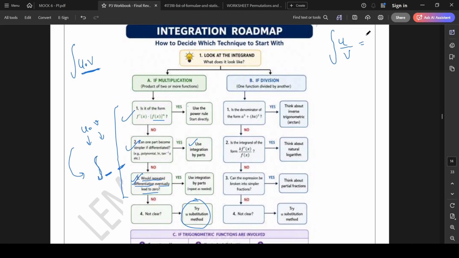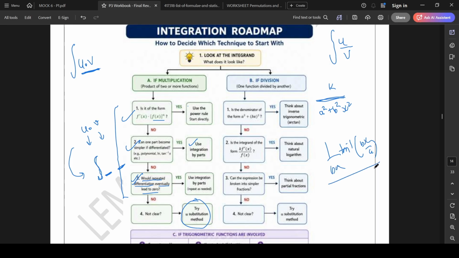Now let's talk about when you have a division format. First of all, you know that this is the same as writing u multiplied by v to the power of minus 1. So you can think about converting this into the multiplication format, and then ask whether you can use any of these methods to solve it. If the answer is yes, go with that multiplication format, or else you can talk about the division formats. The first rule in the division, apart from this, would be: if the denominator is in the format of a square plus b square x square, and there is some kind of constant in the numerator, think about the tan inverse rule.